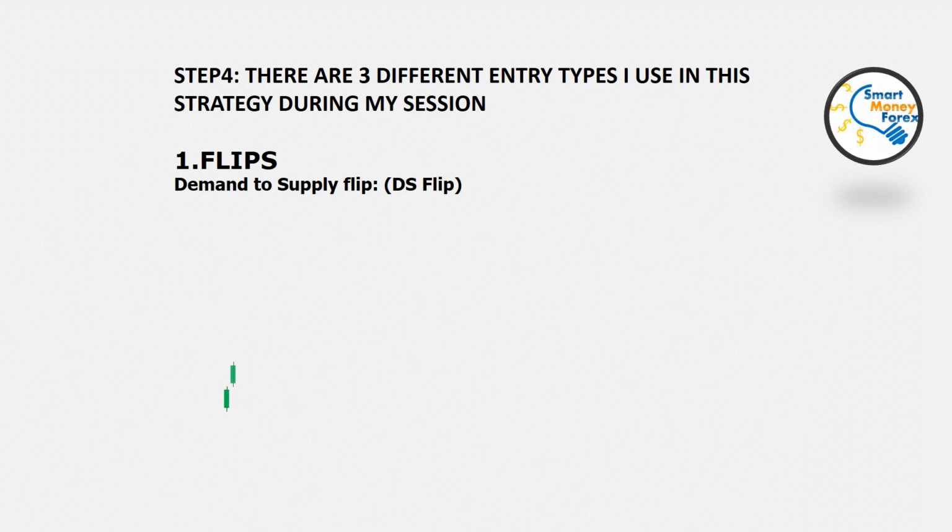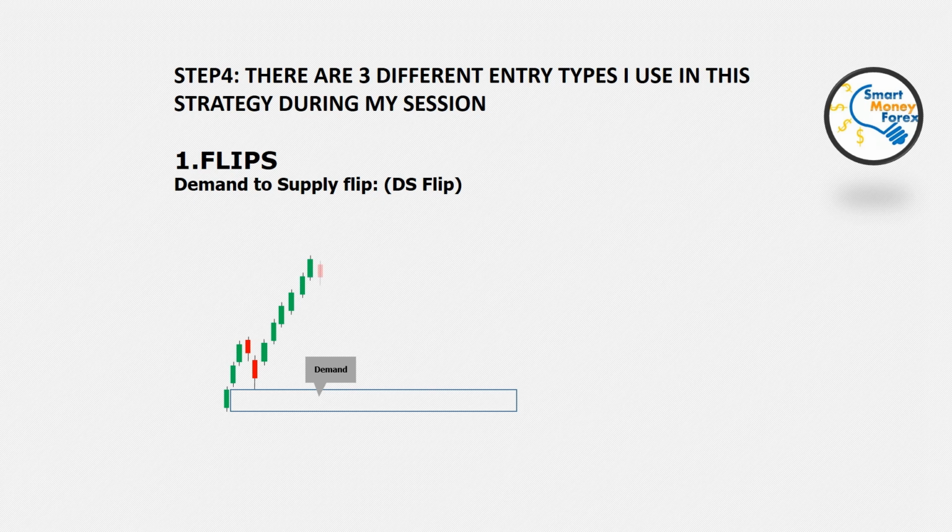Step 4. There are 3 different entry types I use in this strategy during my session. 1. Demand to supply flip. If price reaches into your unmitigated demand zone and reacts, you'll be waiting for a break of demand in order to look for shorts. Does this mean it needs to break the whole zone?